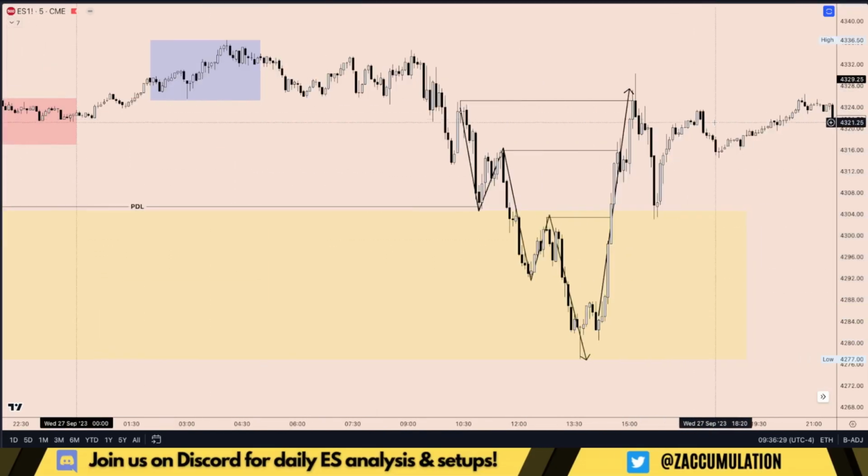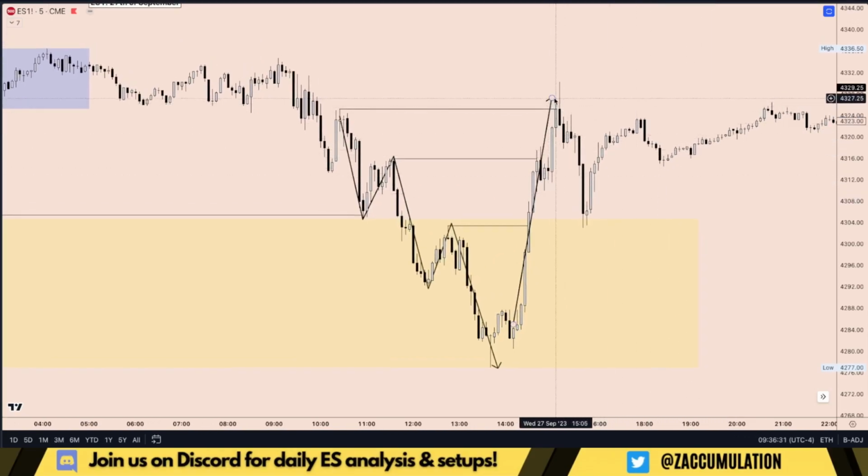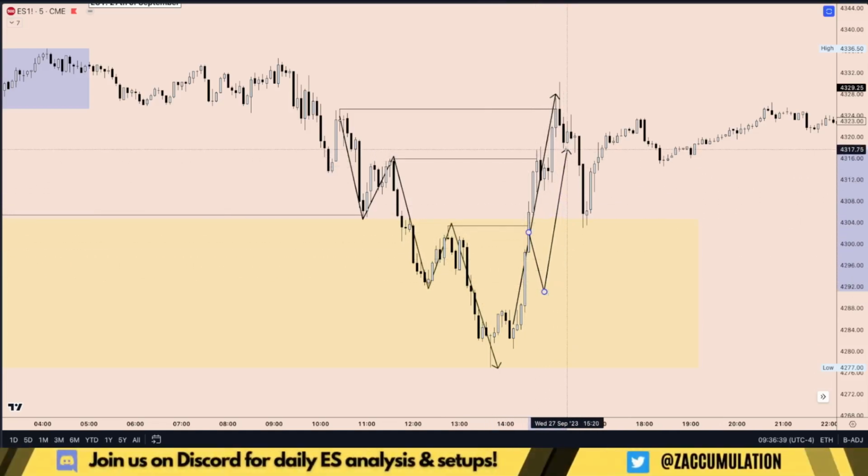And it's important we did not get the 2022 model, because therefore we would have needed a pullback into, let's say for example, this bullish fair value gap for the continuation higher, then maybe another pullback for the next continuation.